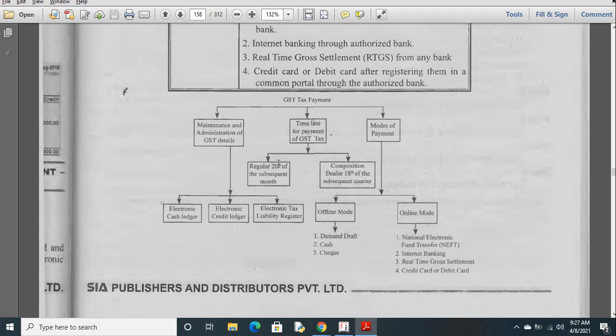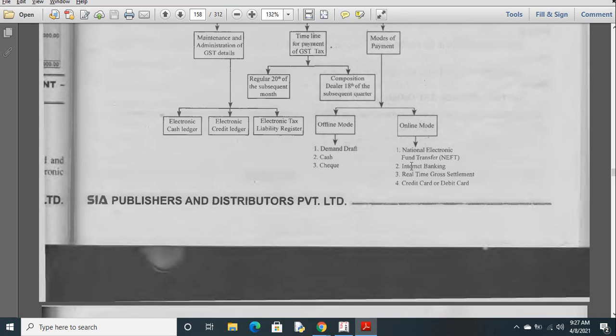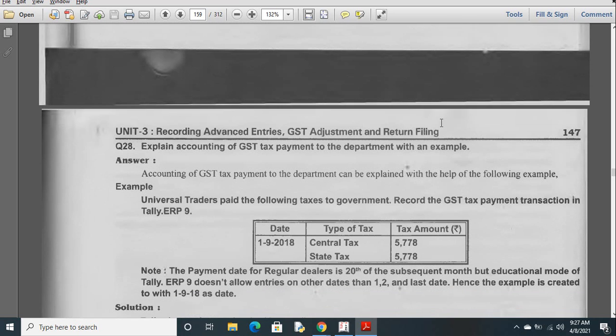You have to do return filing, and composite dealers on the 18th of every month. Regular dealers on the 20th of every month. Every month on the 20th you have to submit your GST report to the government. That is mandatory. Every month you have to submit. And the remaining amounts you have to pay either through offline or online mode.